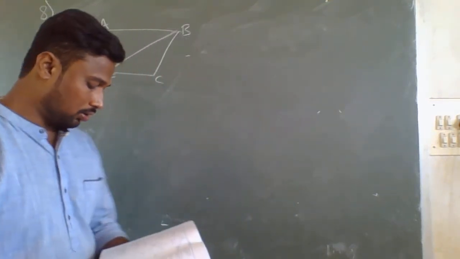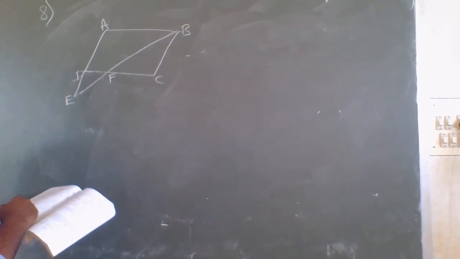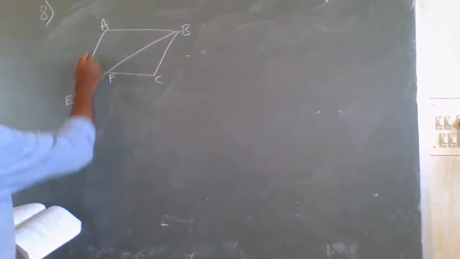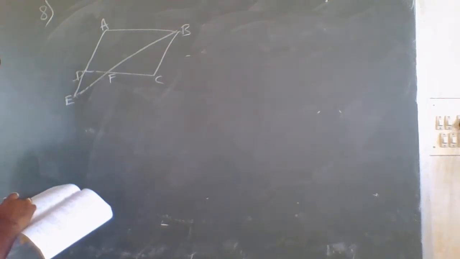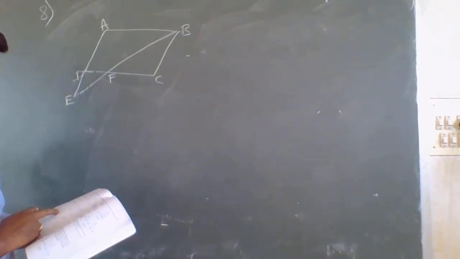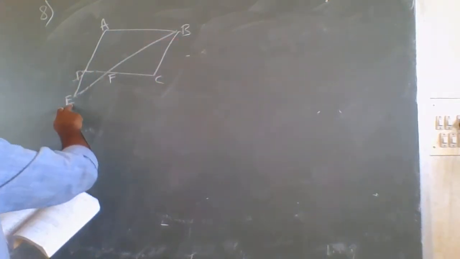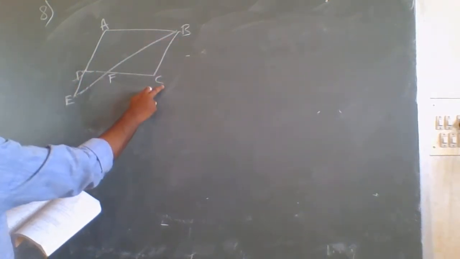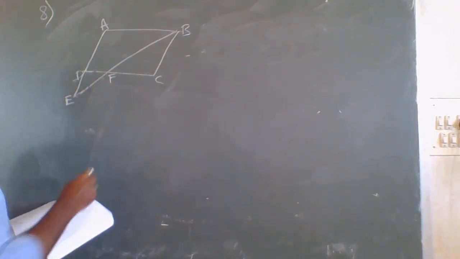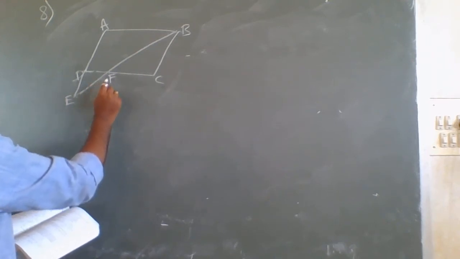E is a point on the side AD produced of a parallelogram ABCD. This is the reference diagram. This is parallelogram ABCD and BE intersects CD at point F. CD and BE intersect at point F.